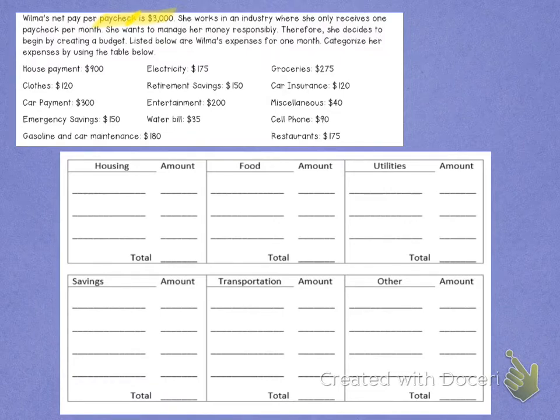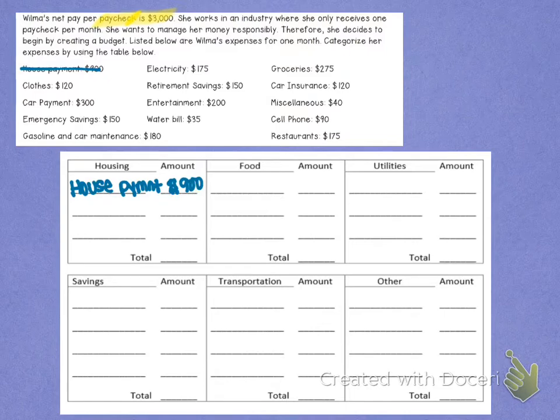Wilma has several different things that she spends money on, and it's super important to make sure that your bank isn't overdrawn or you're not spending more money than you make, so set up a budget every single month. If we look at her house payment, it is going to go under housing. And I'm just going to put PYMNT to save space. And that's $900.